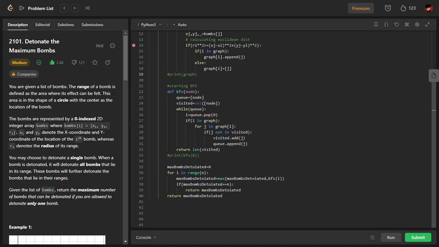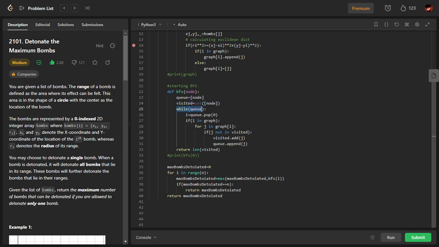This is my BFS function. Please pay attention here. If I start with this particular node, how many bombs will be blasted? Let's try to understand how it will happen. This is a simple BFS, so you will understand that there will be a queue. In the queue, the first element will be the node itself. I have a visited set, and the first element will be the node itself again, because it's already visited.